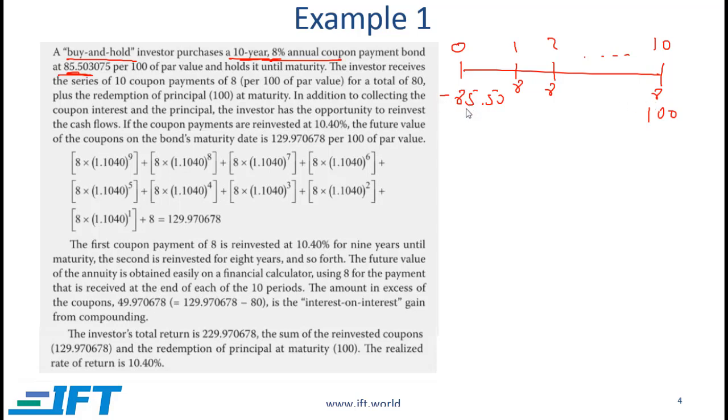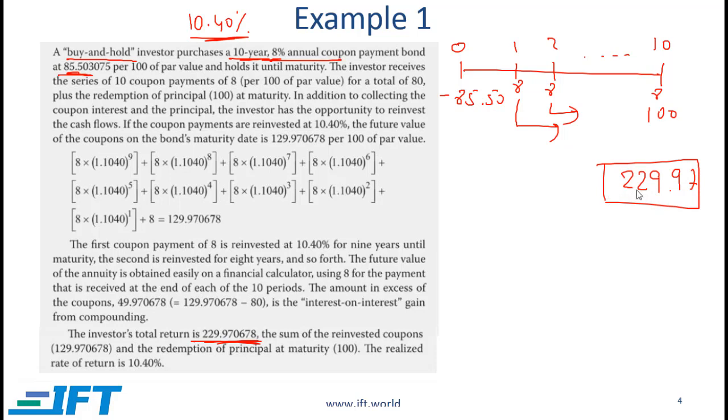If you compute the YTM of this bond using your calculator, where you plug in this present value and then payments of 8, 10 periods, FV 100, what you will get is 10.40%. In this example, we assume that the coupon payments are reinvested at 10.4%. If that does happen, then the total return, which is the amount of money at the end of 10 years, is going to be 229.97.